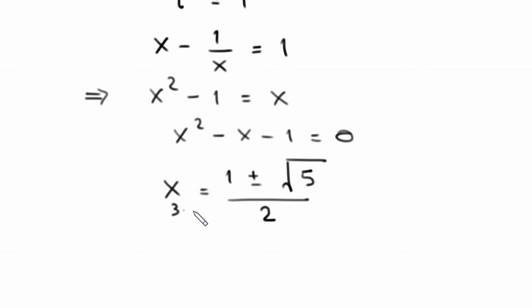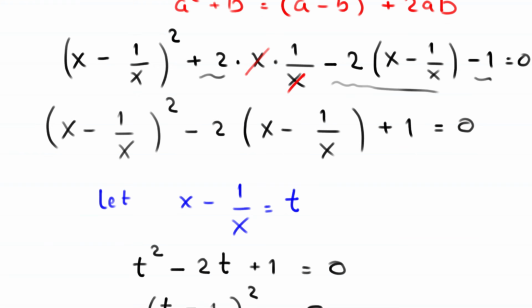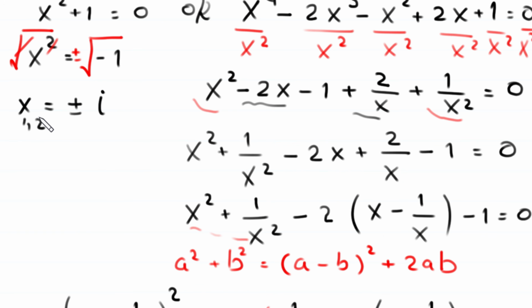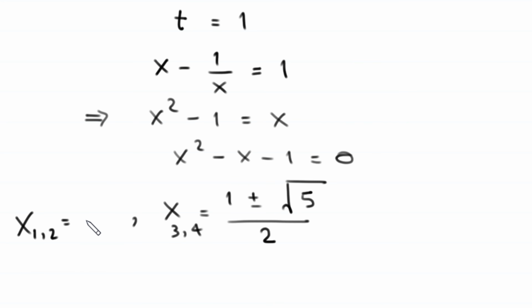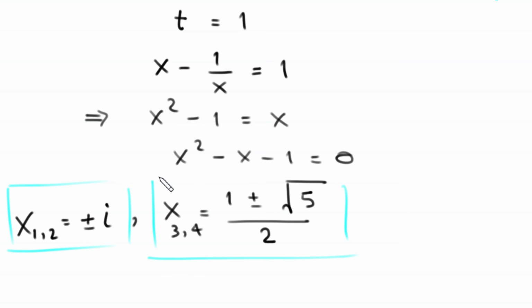This is the third and fourth value of x, and first we found that x1 and x2 are plus or minus i. So we have 4 solutions for this equation: plus or minus i, and the golden ratio, 1 plus or minus root 5 over 2. This is the final answer of this problem.